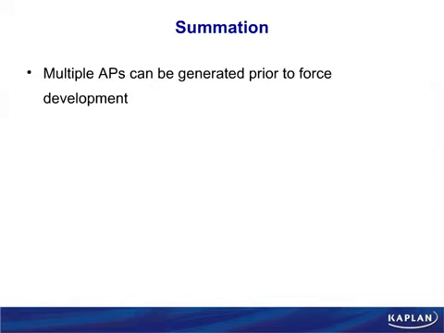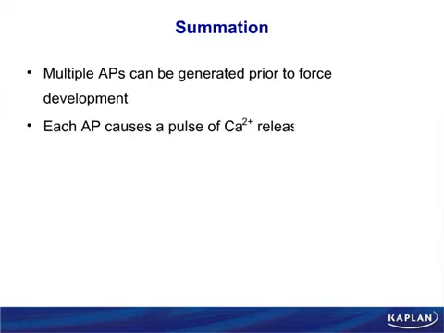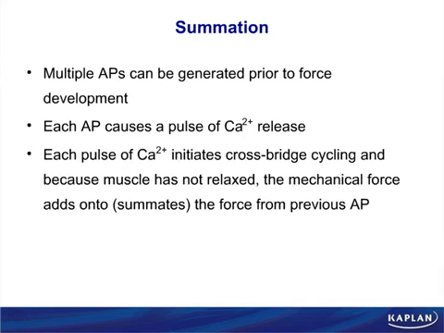Summation means we fire multiple action potentials prior to force development. Again, remember that the membrane completely repolarized before we saw the force. Each action potential will cause a pulse of calcium, and you'll see a picture of summation in just a moment. Each pulse of calcium initiates cross-bridge cycling, and because the muscle has not had time to relax, or we get another pulse before we even hit the peak tension, the mechanical force adds on to the force from the previous action potential. So this is what we mean by summate.